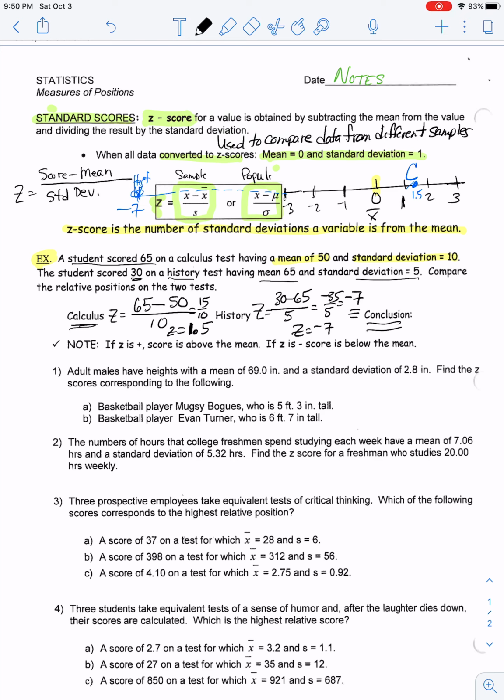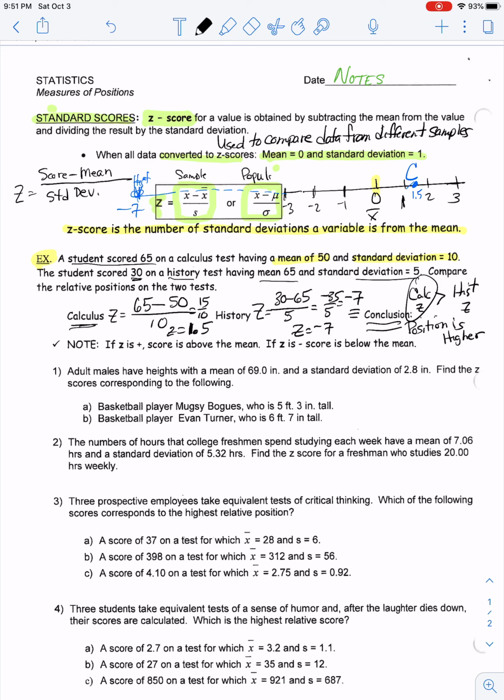So what's our conclusion here? Well, the calculus z is greater than the history z. So the person did better on the calculus test because the position is higher. We're above average on calc, and way below average in history.